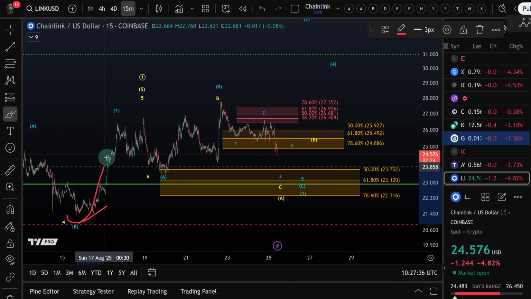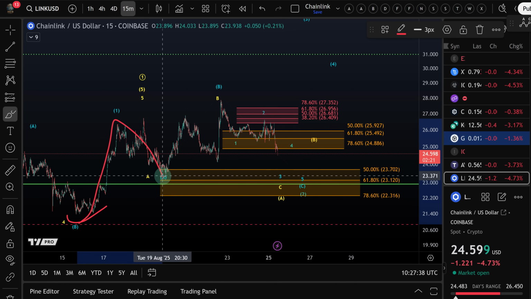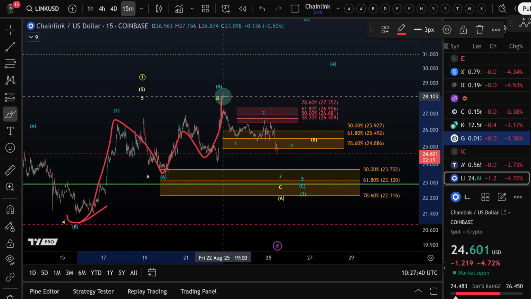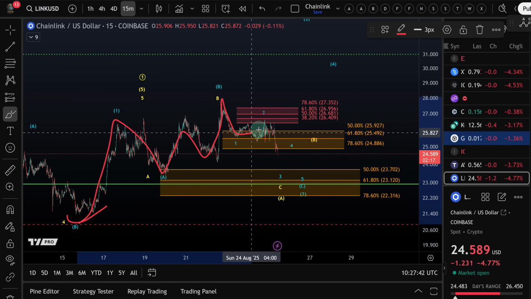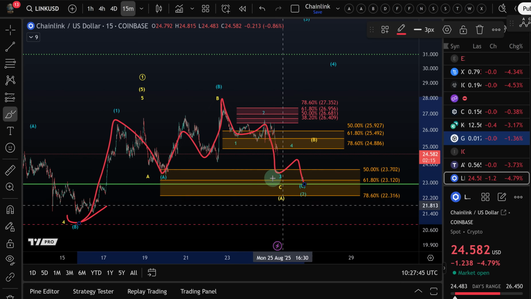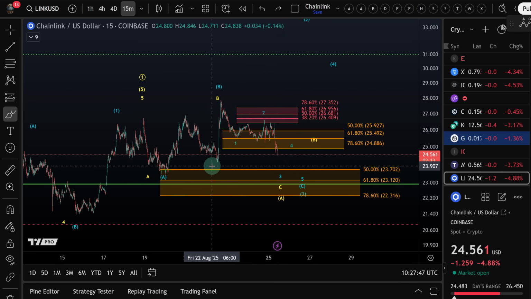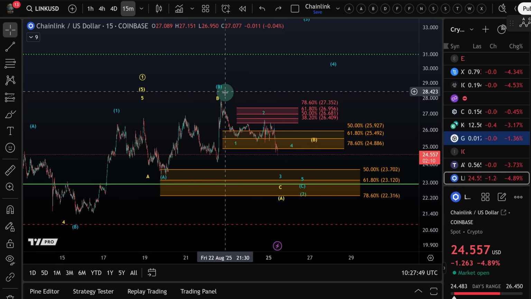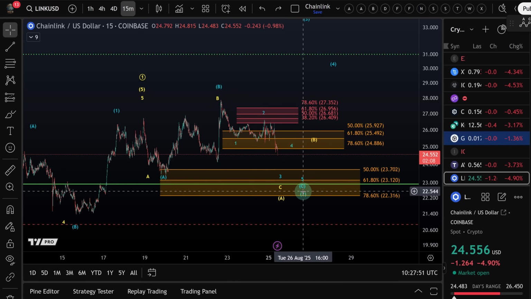And this here could have been a wave 1, and then an A wave down, an overshooting B wave, and now a C wave decline. So this is as per the last video updates as well. Why did I expect a deeper wave 2 at least?